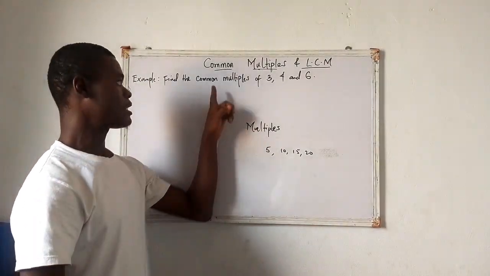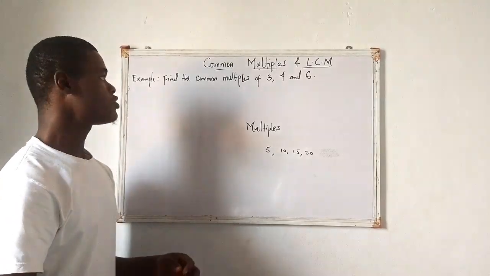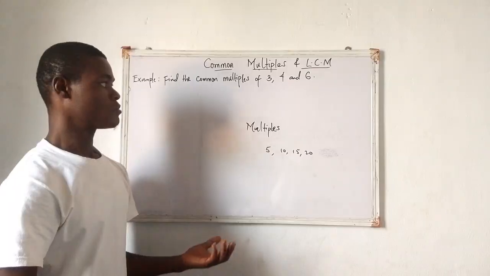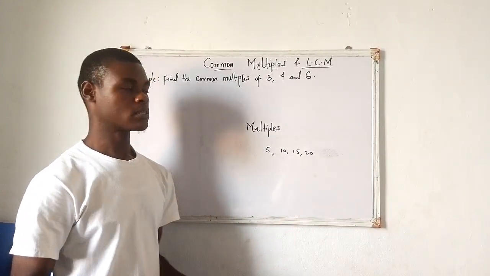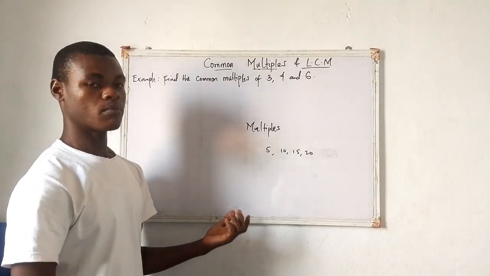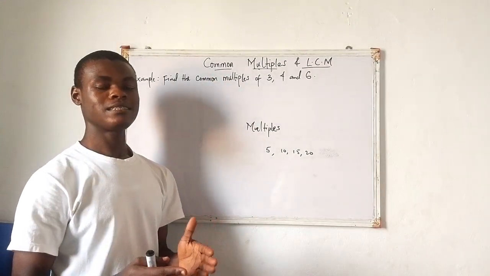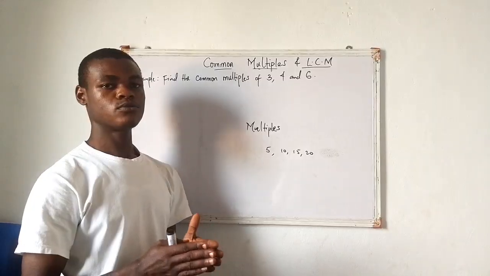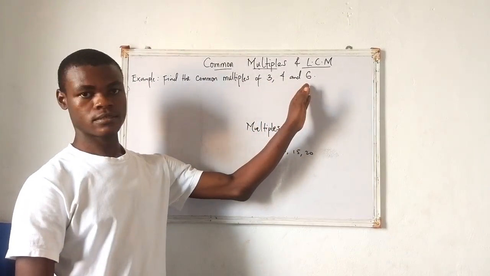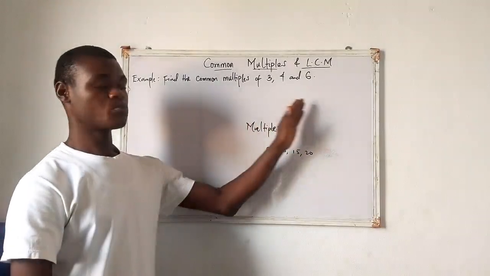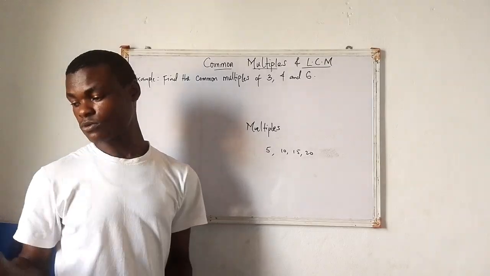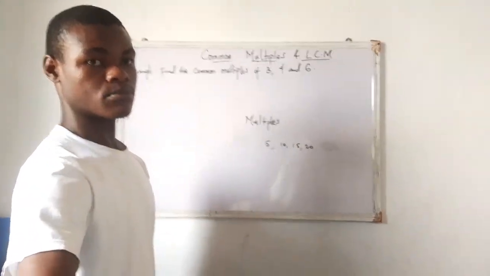So today we are going to talk about common multiples. Mind you, when you're talking about common multiples, you're talking about two or more numbers, not just one, because you're talking about what is common to a set of numbers. Common multiples are numbers that can exactly divide two or more numbers. For example, you have 3, 4, and 6. You have to look for multiples of 3, multiples of 4, multiples of 6, and check the ones that they have in common. I will do it with an example.